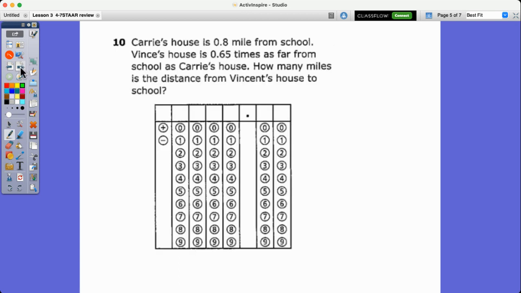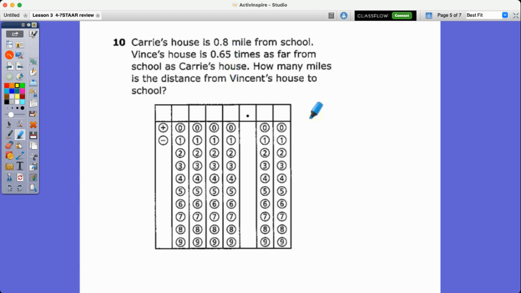So let's go ahead and take a look at this problem. Carrie's house is 8/10 of a mile from her school. Vince's house is 6,500th times as far from the school as Carrie's. How many miles is the distance from Vince's house to the school? So we are going to go ahead and take a look at this, and we are going to find our solution using multiplication.